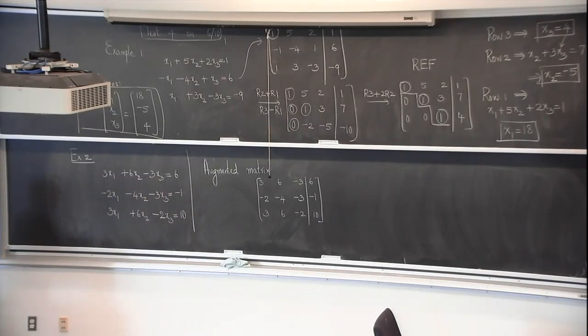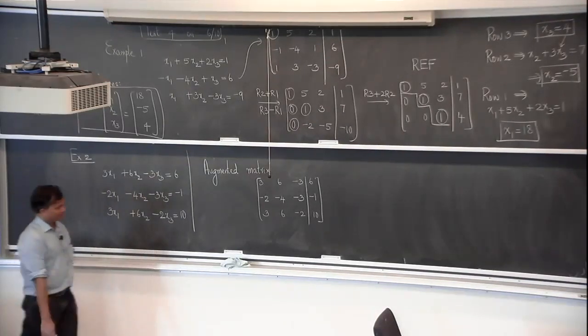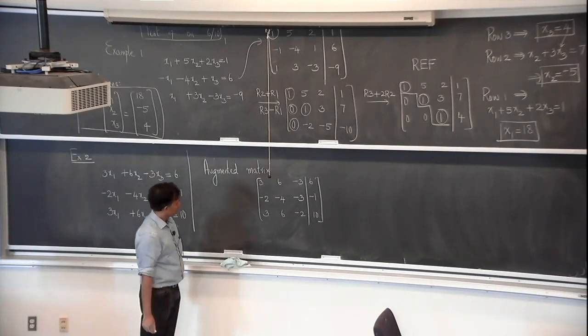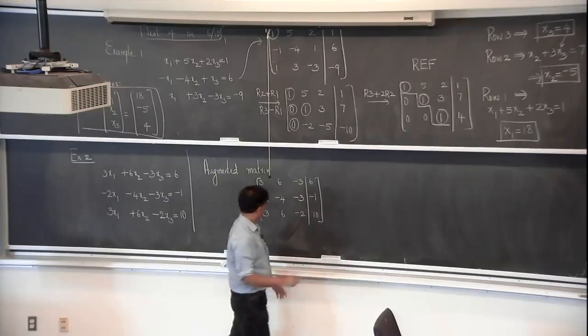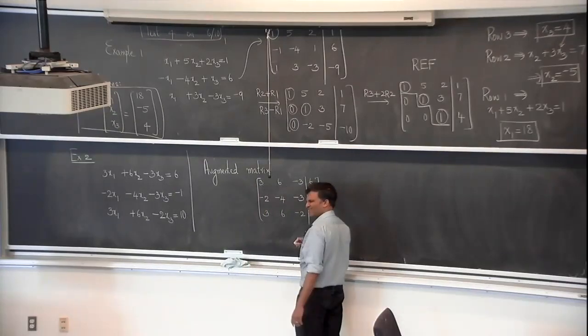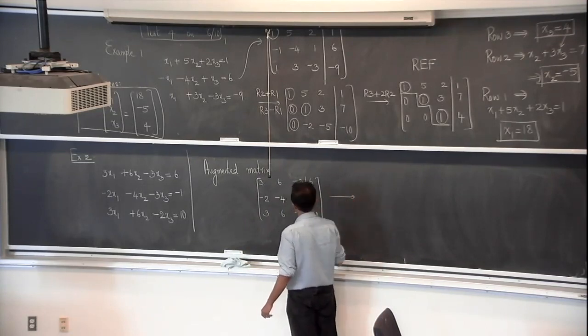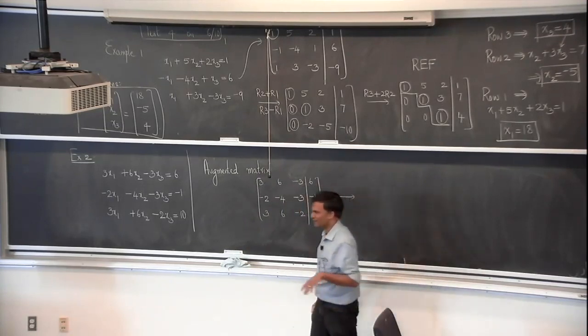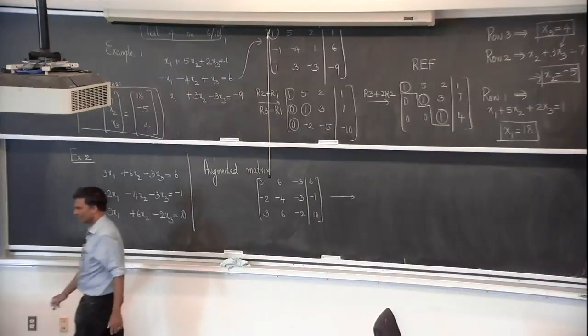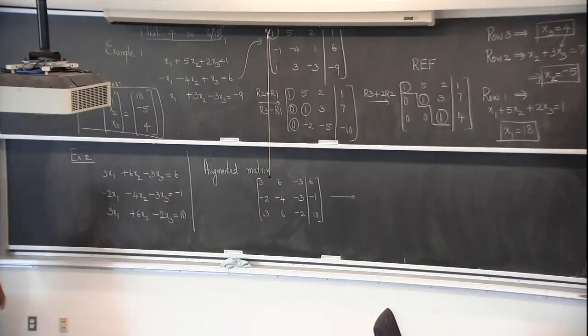In your opinion, what would be a good first thing to do here? R3 minus R1. Okay, that's not bad. So something else you could have done before that, but well, you know. I had something else in mind, but it's okay.